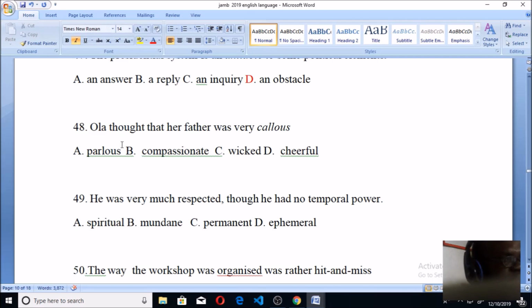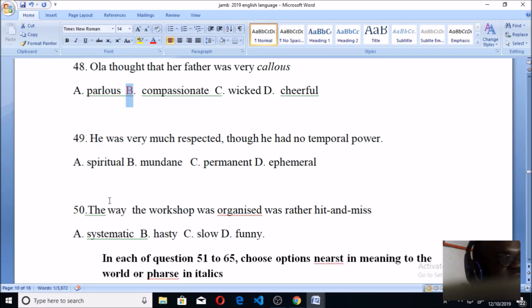That's callous. Now the options are A, callous, B, compassionate, C, wicked, D, cheerful. Now let's look at them. Callous simply means dangerously uncertain or precarious. Almost similar. B, compassionate. Compassionate means feeling or showing compassion. So this is just the opposite of callous. So I can just color it red before I continue. Wicked is simply the same as callous. Cheerful is somebody that is always laughing and being happy. Wicked means evil or morally wrong. Cheerful means noticeably happy and optimistic.